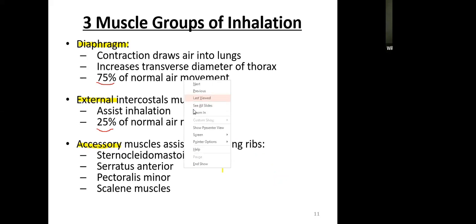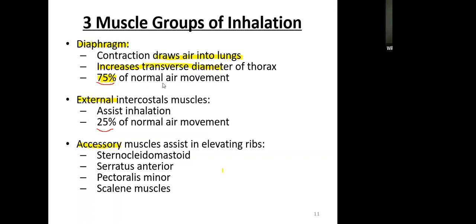So the diaphragm: contraction draws air into the lungs. That is the primary function of the diaphragm. It increases the transverse diameter of the thorax. And it's responsible for 75% of normal air movement. So this is a huge amount.